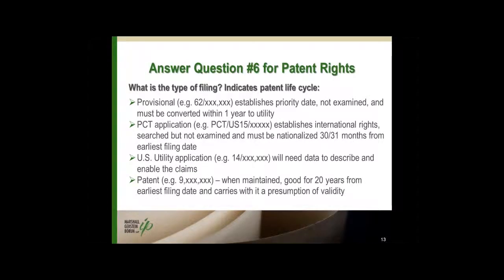So what did we do with question 6 on patent rights? Well, we're going to want to talk about the type of filing. When we went through the question, that was one of the specifics that they wanted you to list. And again, that's because you're indicating where you're at in the patent life cycle.